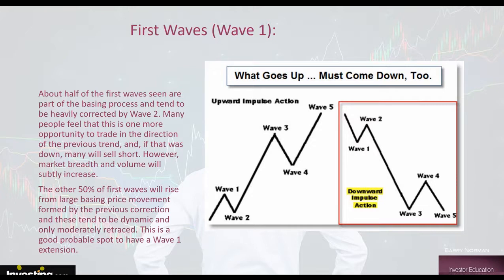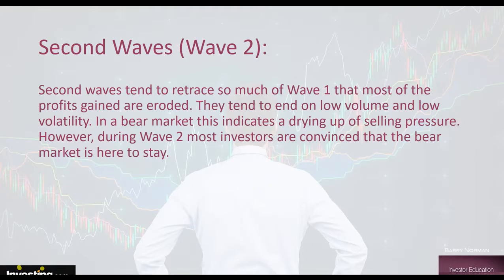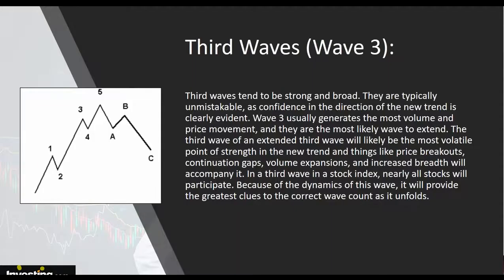The other 50% of first waves will rise from large basing price movements formed by the previous correction, when the A, B, and C had ended, and this is a probable spot to have a wave 1 extension. Second waves tend to retrace so much of wave 1 that most of the profit gains are eroded. They tend to end on low volume and low volatility. In a bear market, this indicates a drying up of the selling pressure. However, during wave 2, most investors are convinced that the bear market is here to stay.